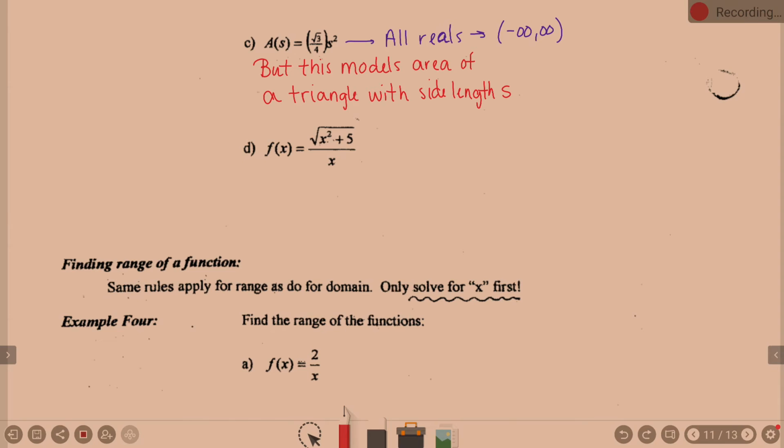It can't be all real numbers? Can't be negative. Oh, what can't be negative? The area. Area can't be negative, and can side length be negative? No.